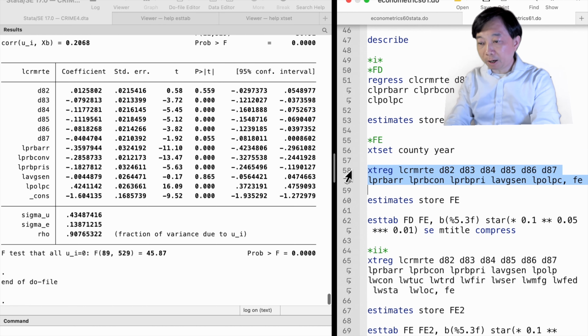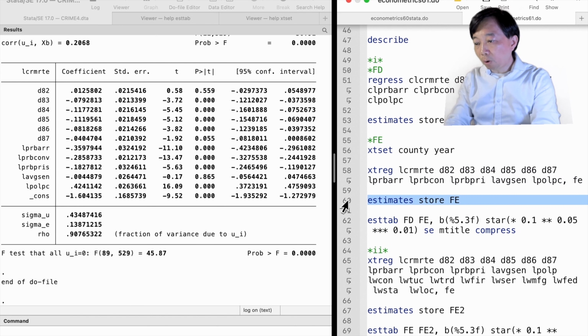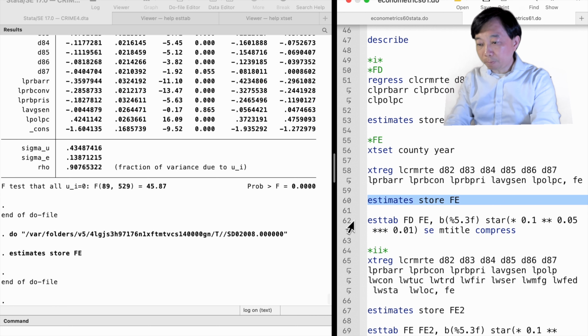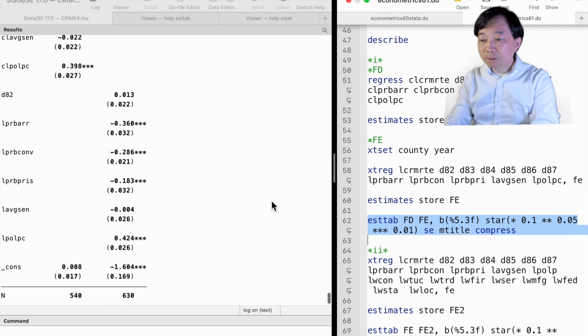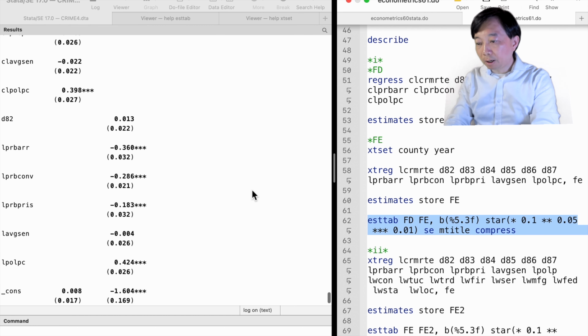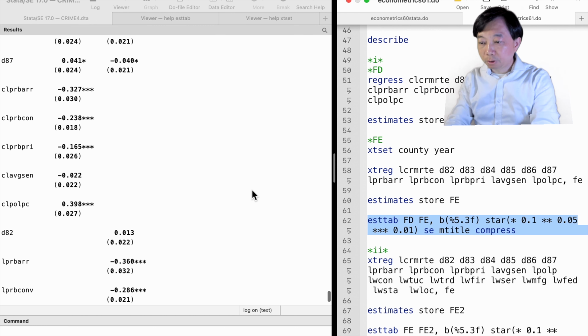Remember to specify the panel data structure using the xtset command in Stata. The county is the basic unit, and the year is the time dimension. We store the results with the estimates store command and compare the estimates in a table with the estimates table command. We see that the signs and the significance of the coefficients do not change.